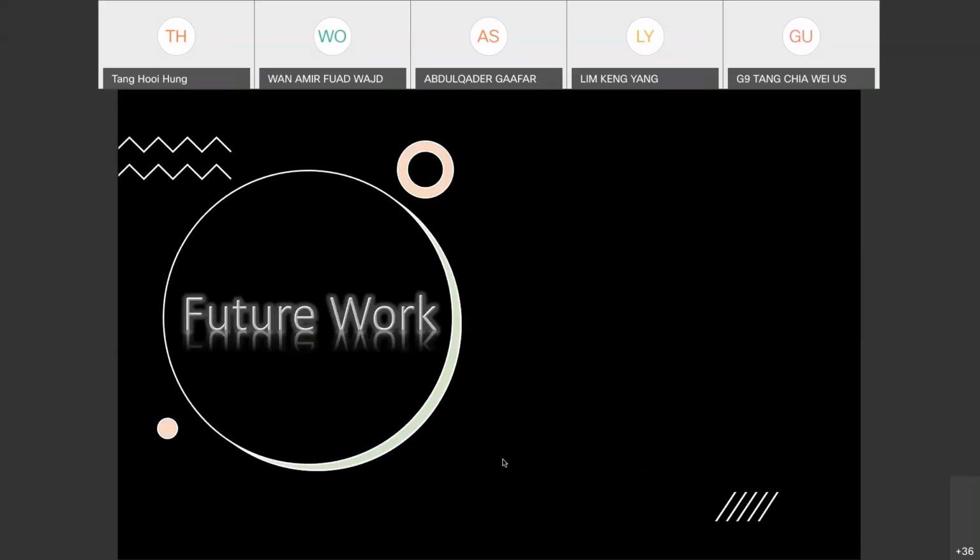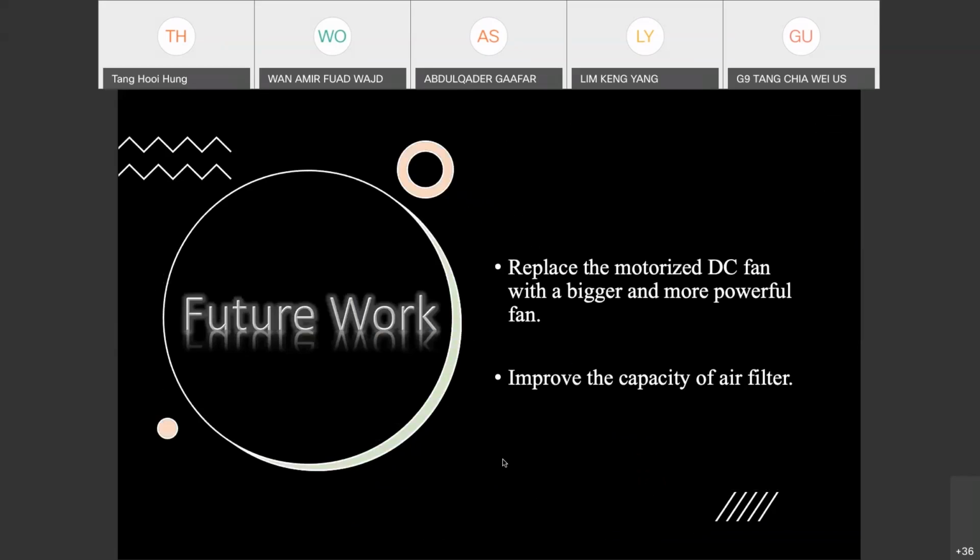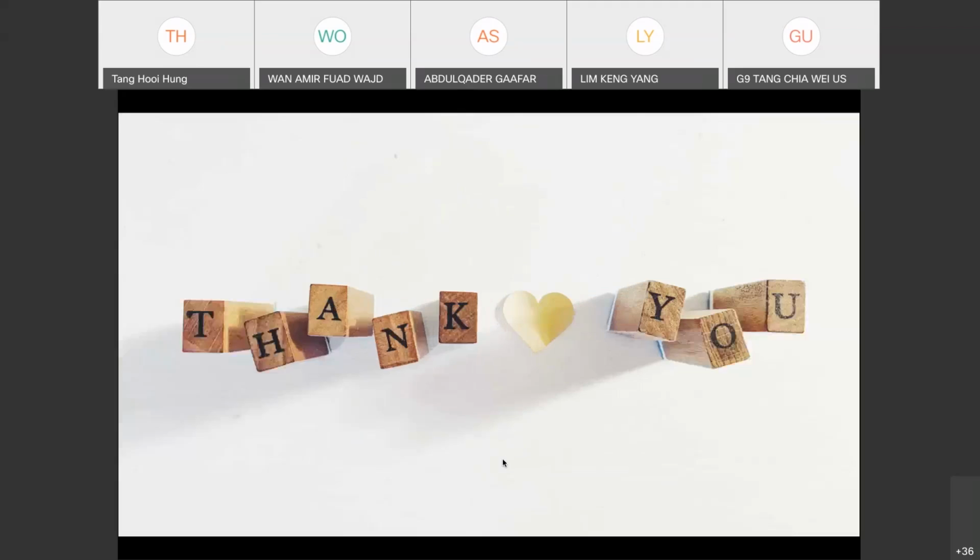In future work, maybe we can replace the motorized DC fan with a bigger and more powerful one so that it can absorb more air from the surroundings outside and also improve the capacity of the air filter. Okay, so thank you.